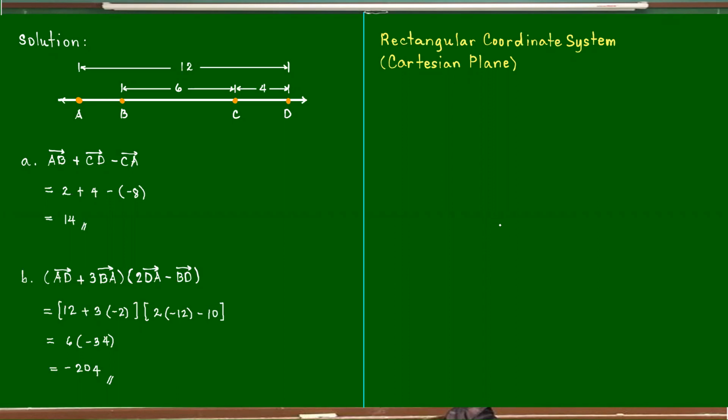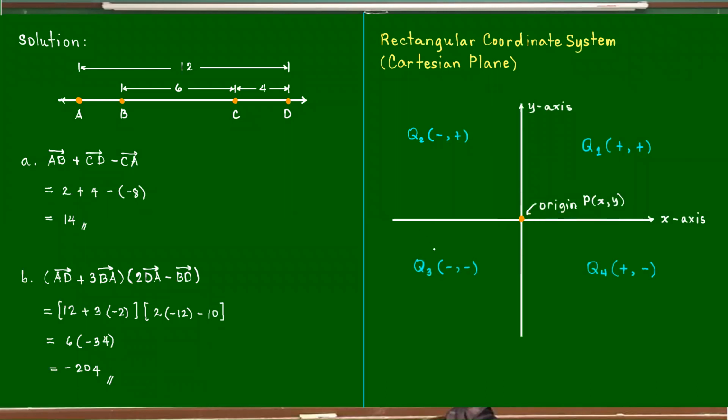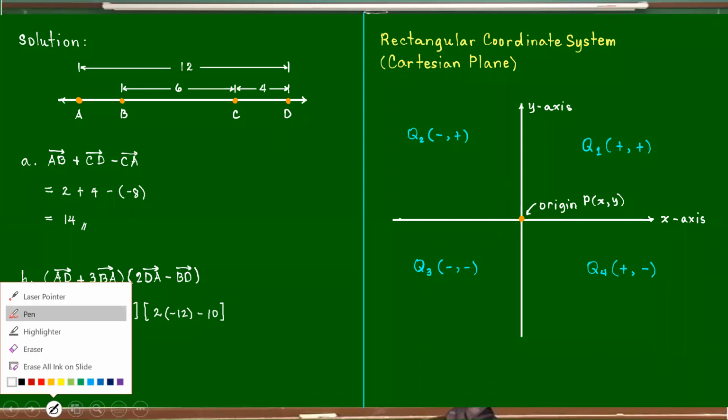So let us illustrate that. So we have this Cartesian plane consisting of the x-axis and y-axis intersecting at this common point called the origin. And that origin has coordinates what, guys? What are the coordinates of the origin, guys?